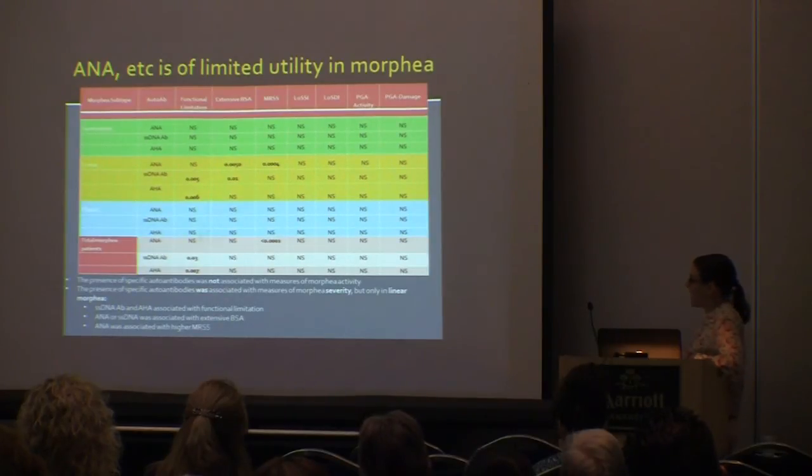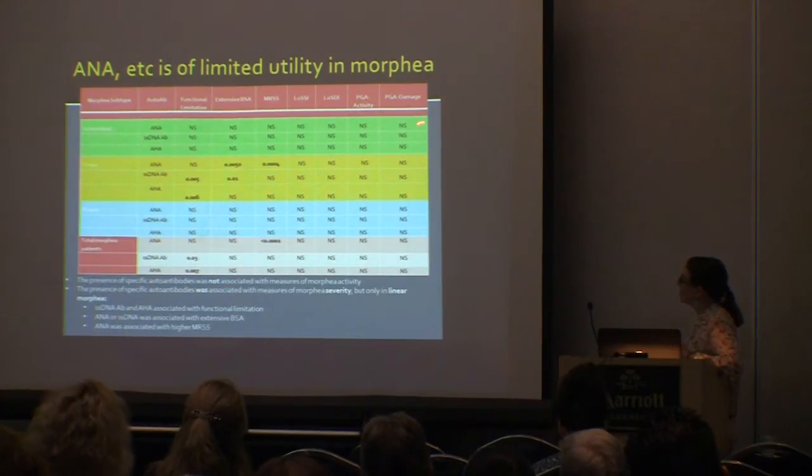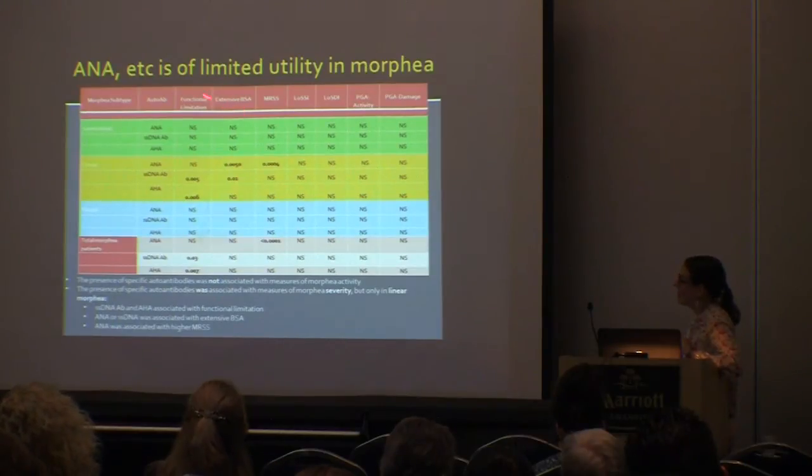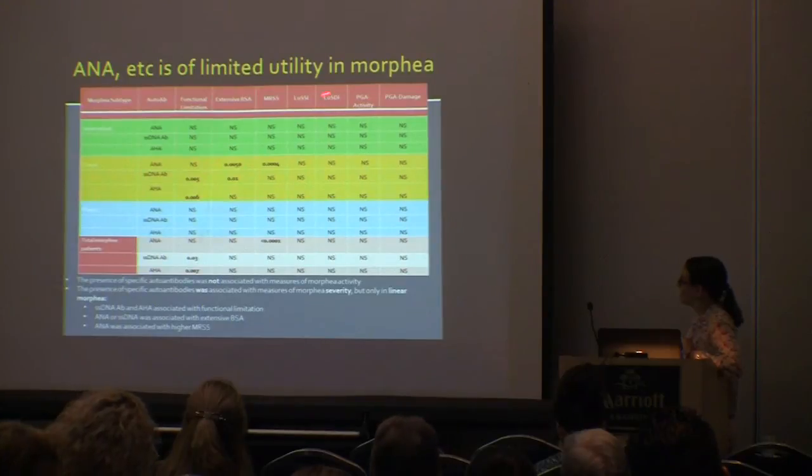And so what we found is generally that these antibodies were not very helpful at all, because these are measures of disease severity. Up here you can see functional limitation, extensive body surface area, so involving a large part of the skin. These are measures of skin thickness. These are measures of disease activity, and these are measures of disease damage.